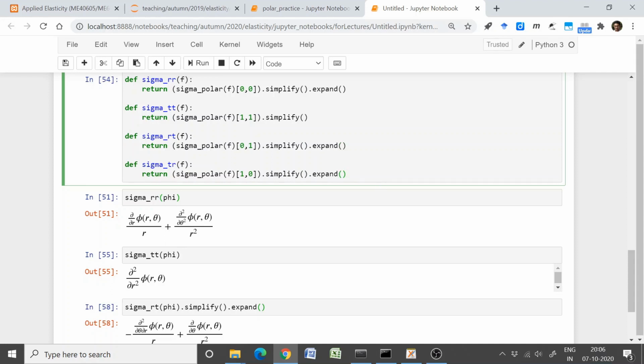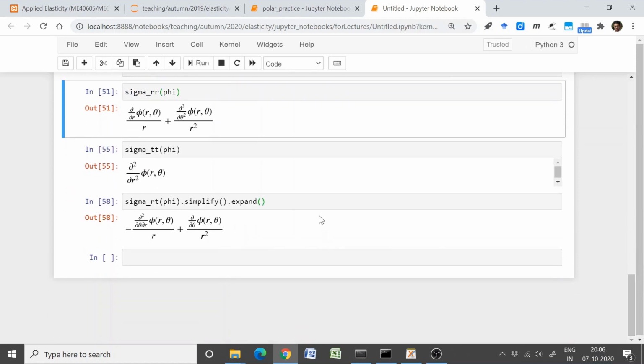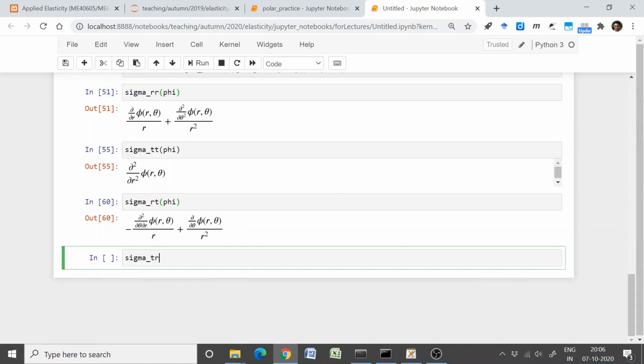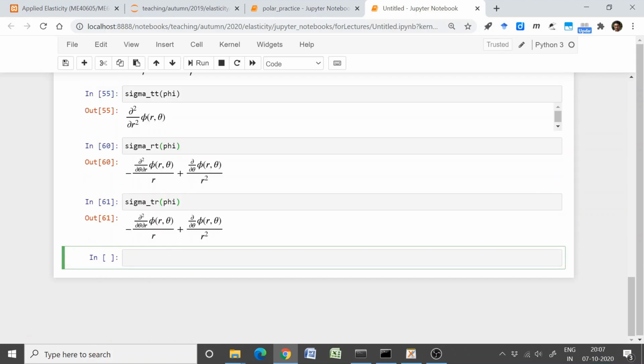So ideally, our expectation is that sigma rt should be equal to sigma tr. That's what we want to check. Okay. So we go back to this line, delete the simplify and expand commands because we have already embedded them in the definition, and just check out the sigma tr. So we check this carefully, they're perfectly the same things. Okay, so at least the symmetry is very much satisfied.